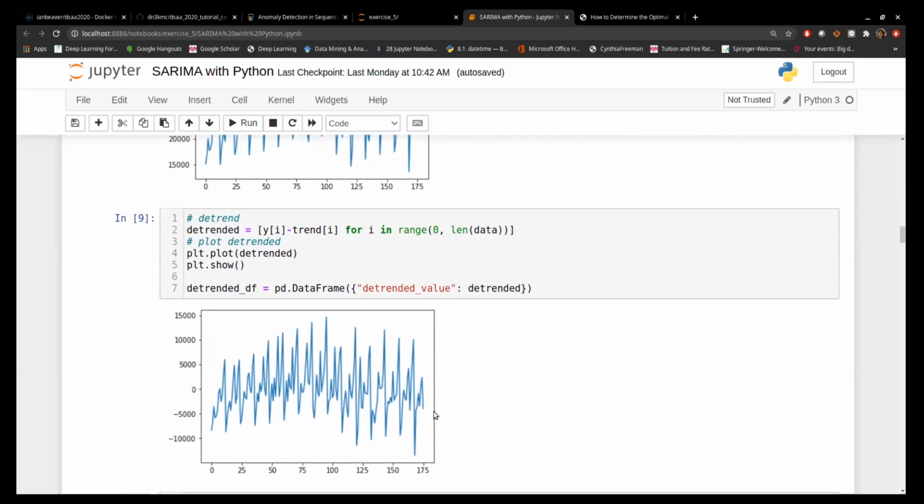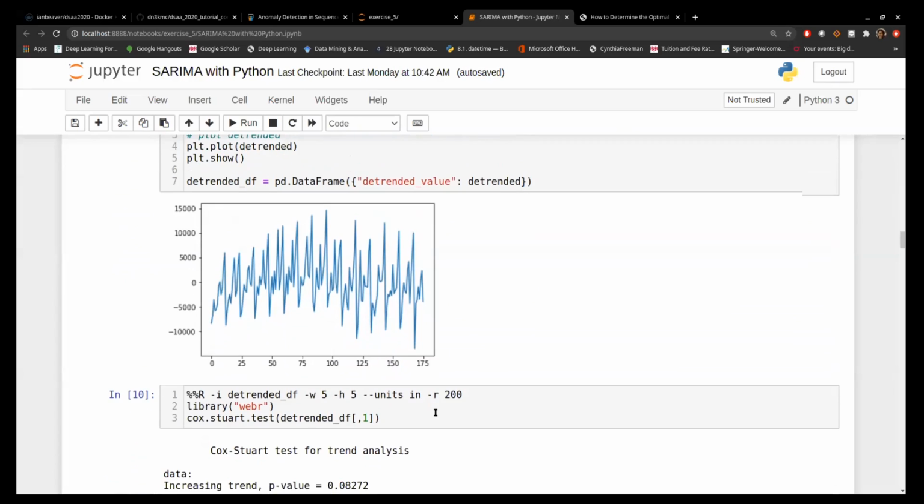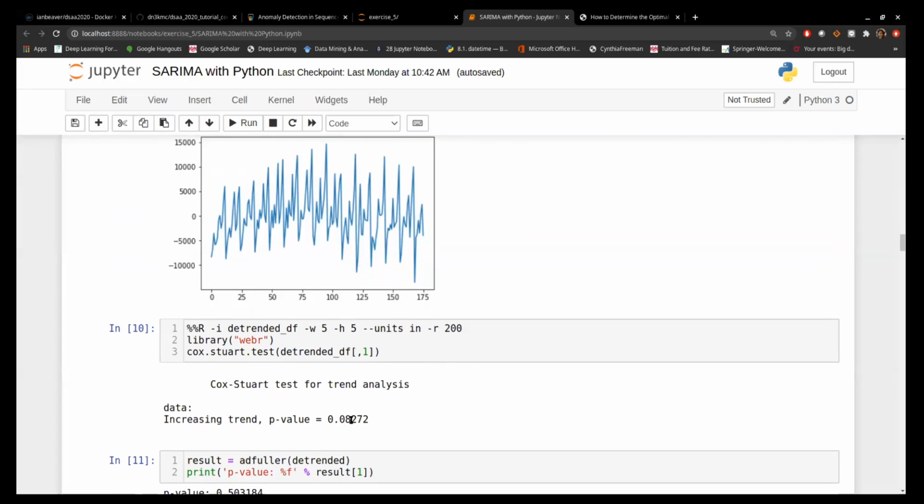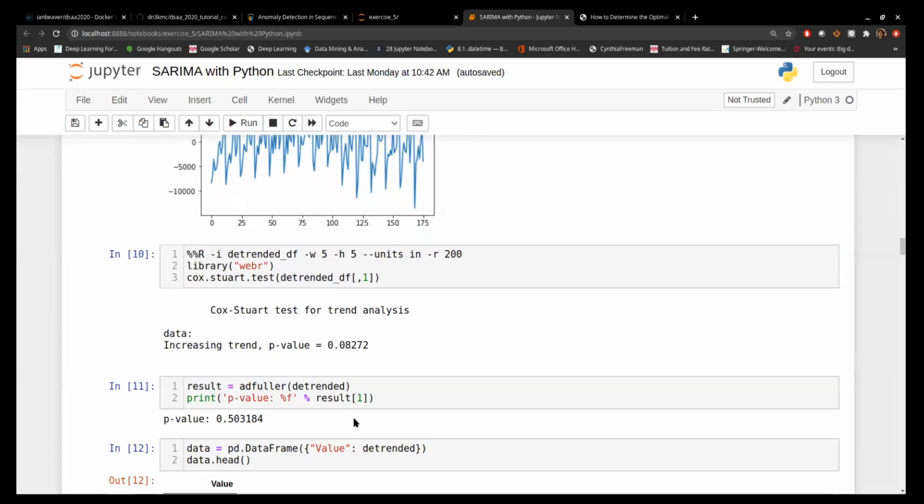We use the Cox-Stewart test on the detrended data, and the p-value is 0.08272. We fail to reject the null hypothesis. The null hypothesis is that there's no trend. If we run the augmented Dickey-Fuller test for fun, we see that there is still possibly stochastic trend. But honestly, that's to be expected, right? Detrending is not meant for the stochastic trend. Differencing is meant for it.